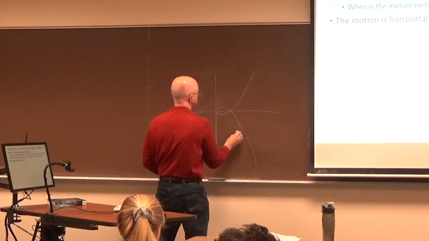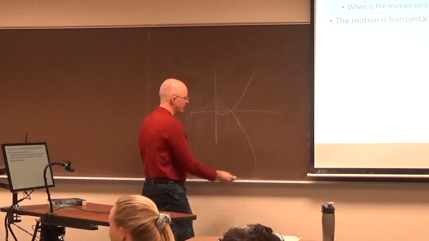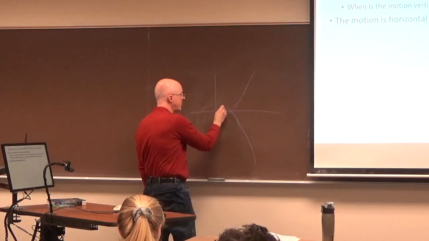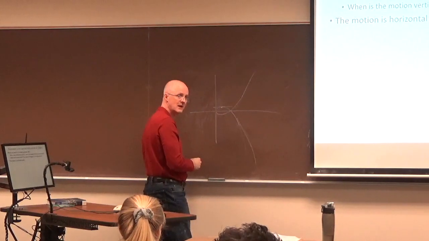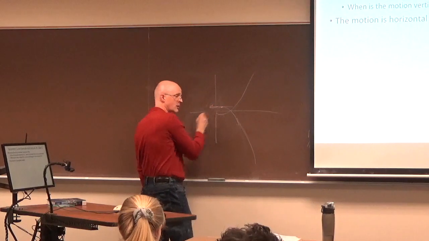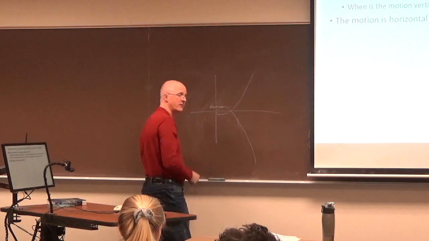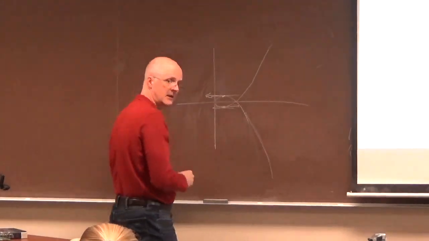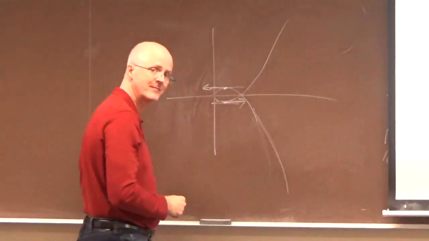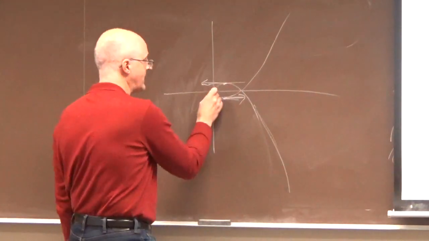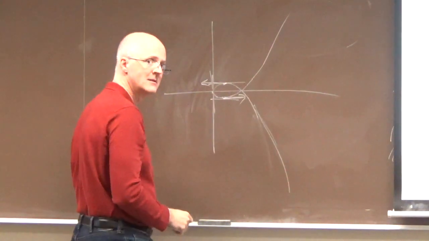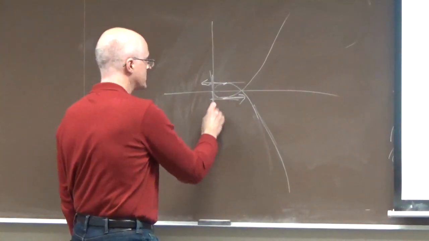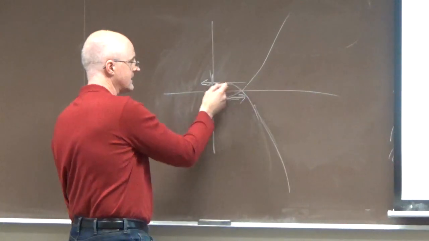Not a very good drawing, but basic idea. The motion was like this. The motion's horizontal at this point, where the tangent to the curve is horizontal, though it would be leftward motion, the velocity vector points to the left. It's also horizontal down here, where the tangent is again horizontal, though the motion is now to the right. It was vertical right there, where the tangent line is vertical. Slope is undefined, but it's still a vertical tangent. There the motion was downward. It went like this.